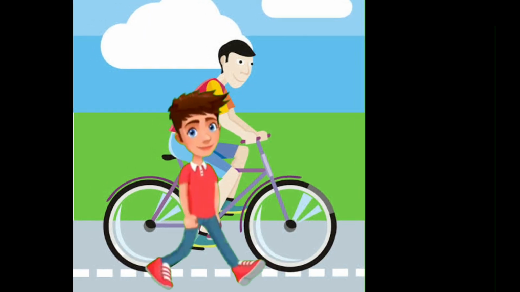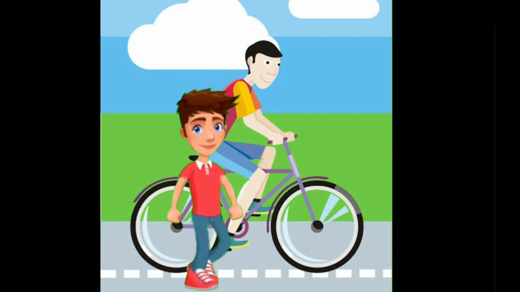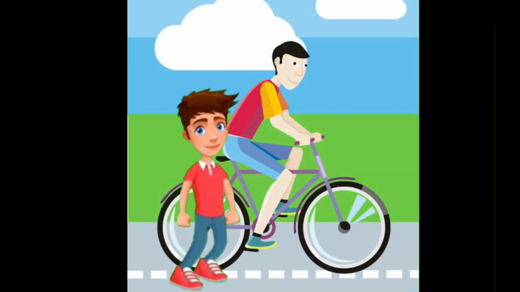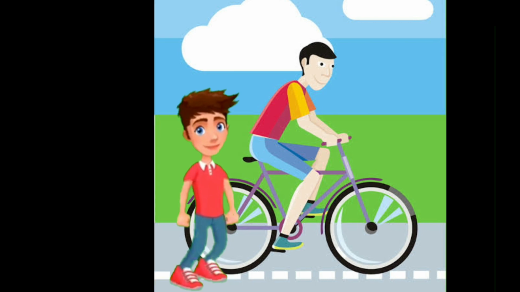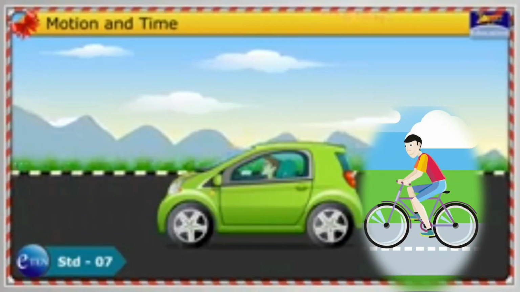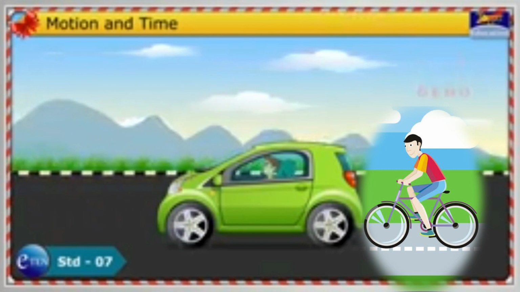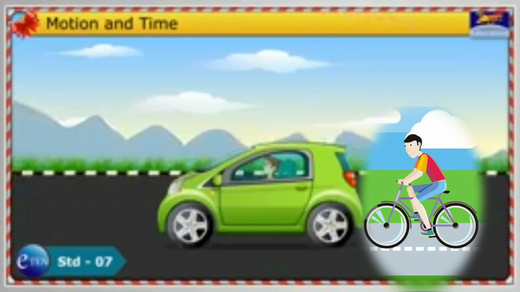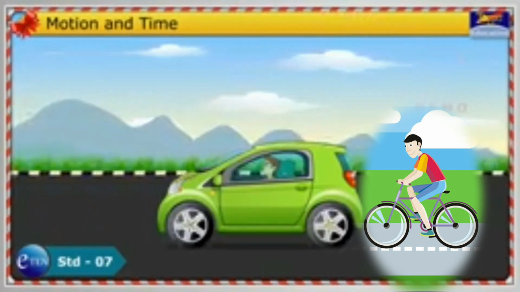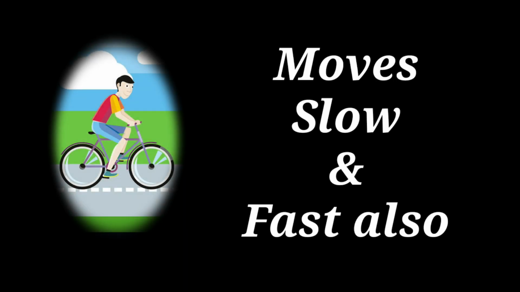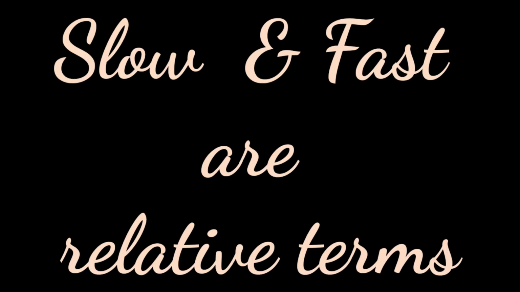For example, consider a man and a bicycle on a road. We can see that a bicycle is moving faster than a man. When we compare the same bicycle with a moving car, we can see now the bicycle is moving slow and the car is moving fast. So the same object is seen to be moving both slowly and fast. So we can say that slow and fast are relative terms. To say these are moving fast or slow is not sufficient to determine their motion.